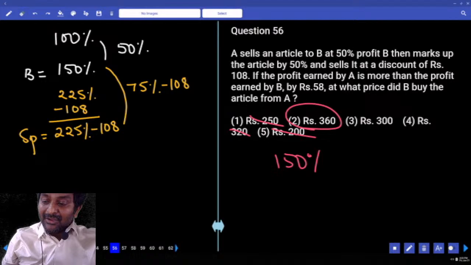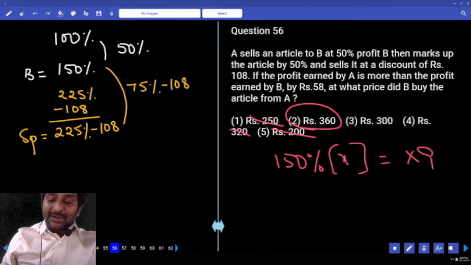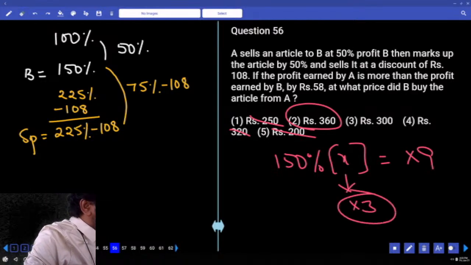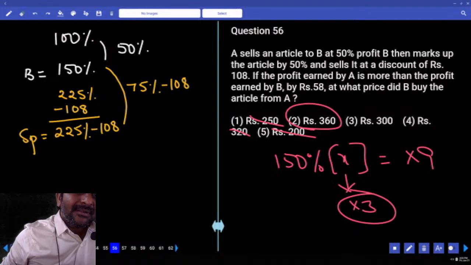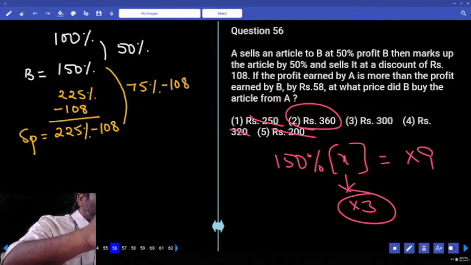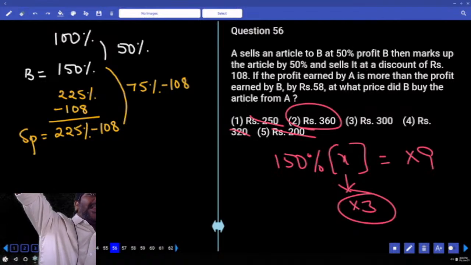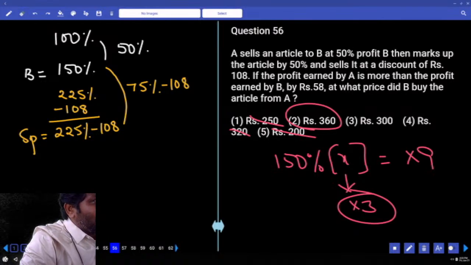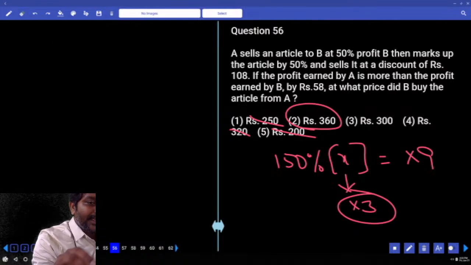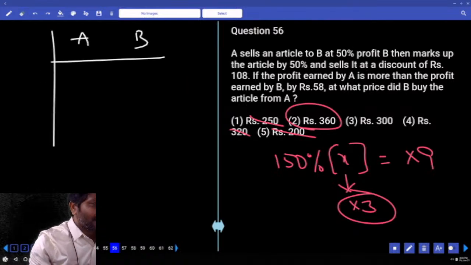Then only 150% of x is going to be 9 multiple if x is a multiple of 3. Do you agree? That means initial value is 3 multiple. Upon 3 multiple, whatever percentage you calculate, that is also going to be 3 multiple. Is this clear? Right. Now, there are two, A comma B. Just assume.